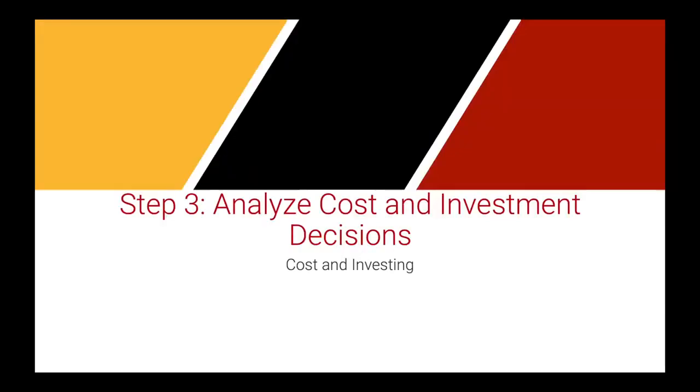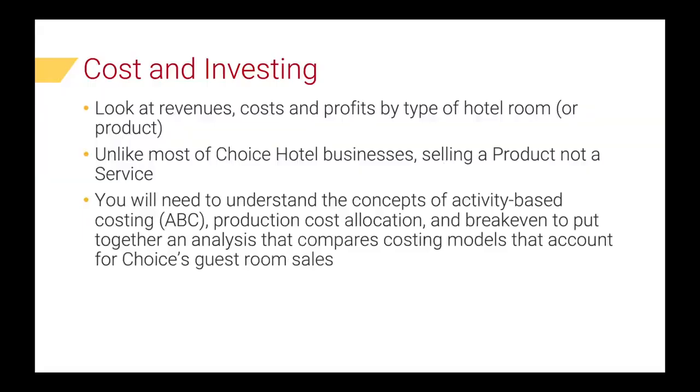Step 3 in this project will be to analyze cost and investment decisions. Costing and investing. Look at revenues, cost, and profits by type of hotel room or product. You will need to understand the concepts of activity-based costing, production cost allocation, and break-even to put together an analysis that compares costing models that account for guest room sales.